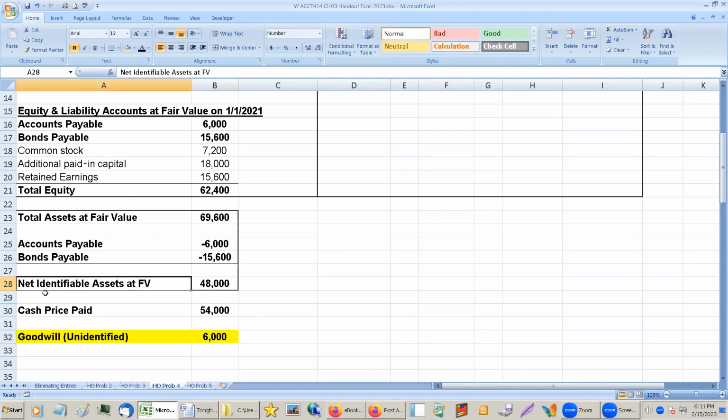It's kind of weird terminology. I can't remember back in my day what we called it, but I don't think we called it identifiable assets. But regardless, I guess you have to call it something. Yeah.